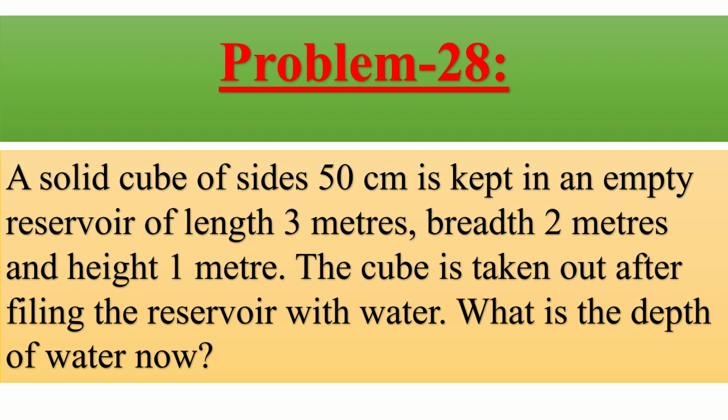Okay. Next problem, number 28. A solid cube of sides 50 centimeters is kept in an empty reservoir of length 3 meters, breadth 2 meters and height 1 meter. Here two kinds of objects are given. One is a cube and another one is a reservoir. A cube means all sides, length, breadth and height, are the same, but in the reservoir, length, breadth and height are different. Clear?